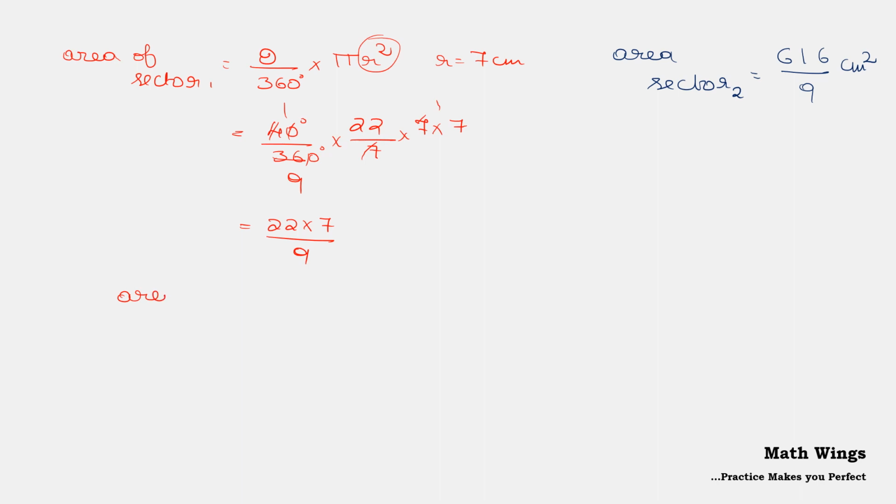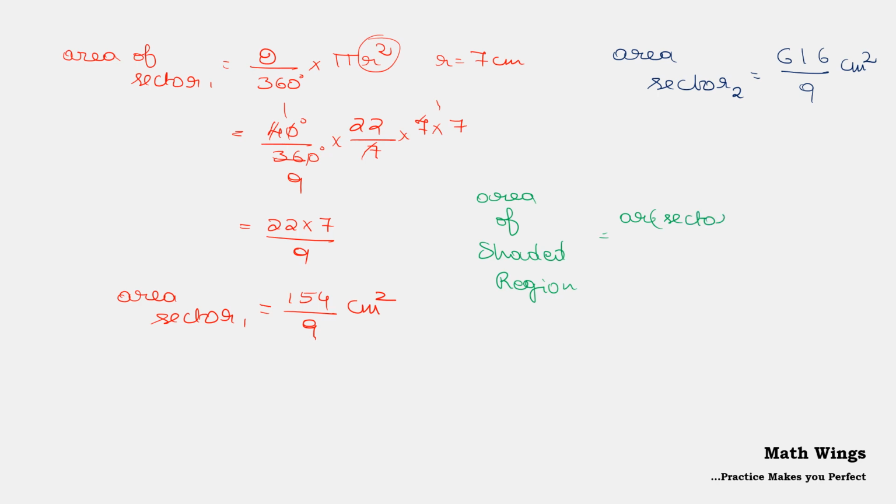Therefore, area of the sector 1, which is equal to 154 divided by 9, that is 154 by 9 centimeter square. What we had asked to find the area of shaded region, correct? So what is the area of the shaded region? Area of shaded region, that is equal to area of sector 2 minus area of sector 1.